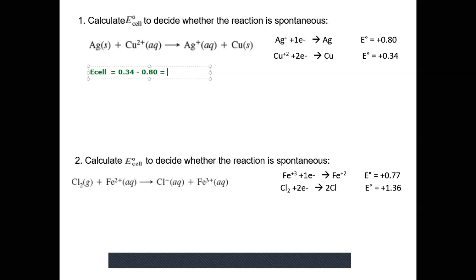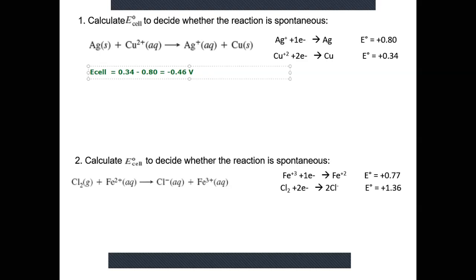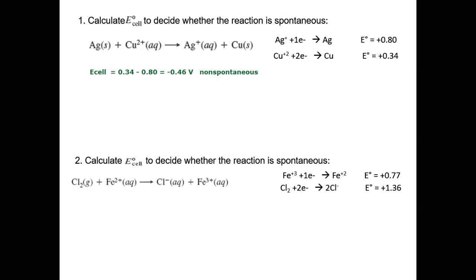And we get, wait a second. Yeah, that's right. We get negative 0.46 volts. So this is a non-spontaneous reaction. And the reason is because silver plus would rather be reduced than oxidized, because silver plus has the more positive reduction potential. So silver plus is the SOA, the stronger oxidizing agent, and copper is a stronger reducing agent.